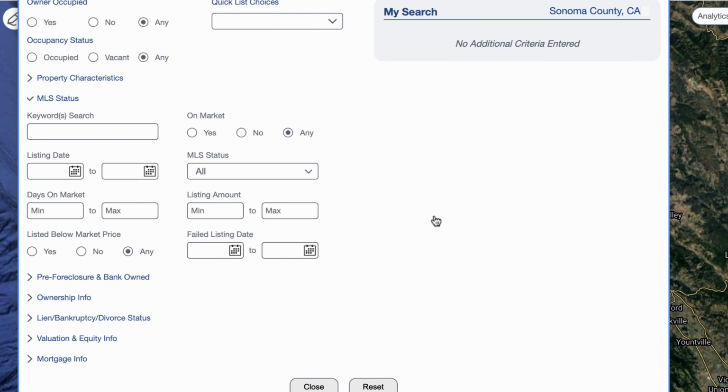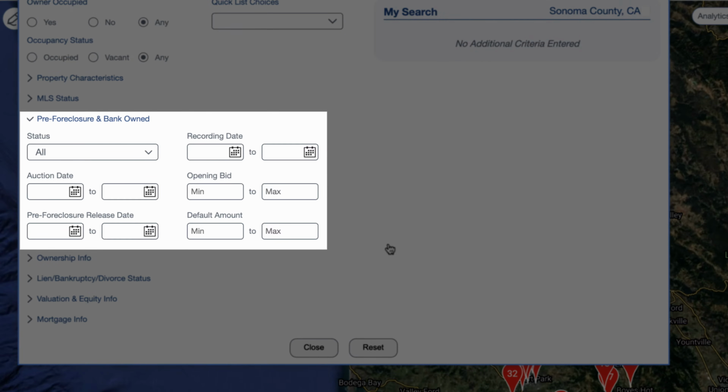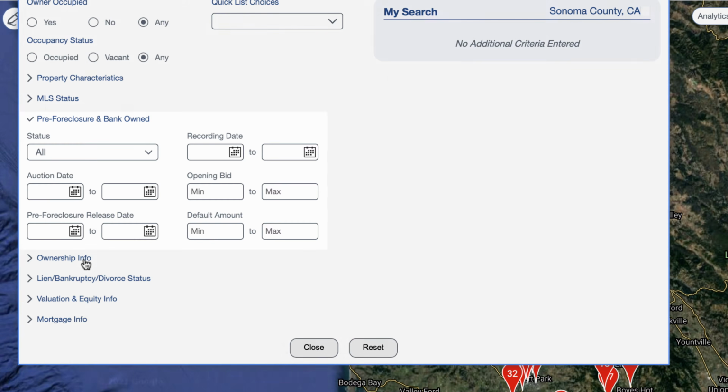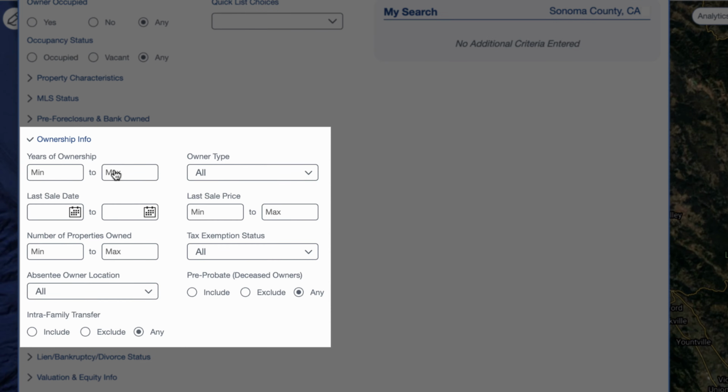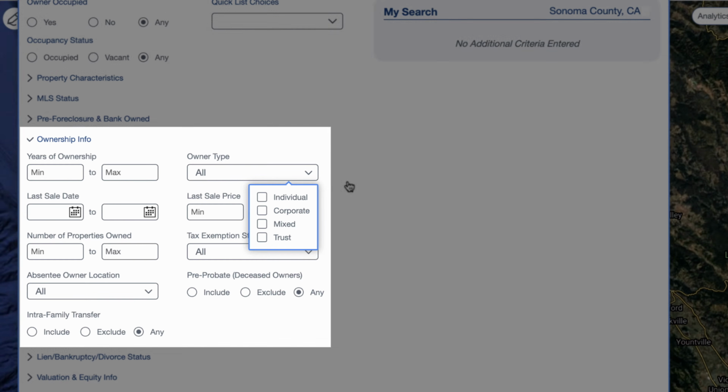So if you did want to pull a list only of properties that are on the market or are not on the market, you can specify that here. And then pre-foreclosure and bank-owned properties, you can control a lot of those inputs here. Then ownership info, so you can say how long the property has been owned, what the owner type is, whether it's an individual, corporation, trust, that kind of thing.